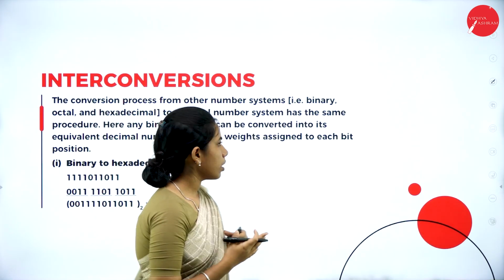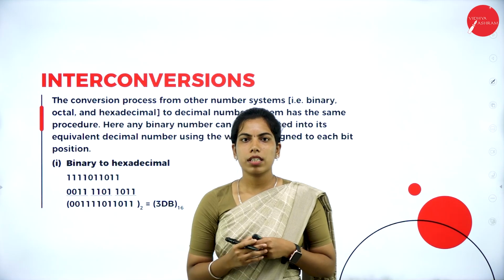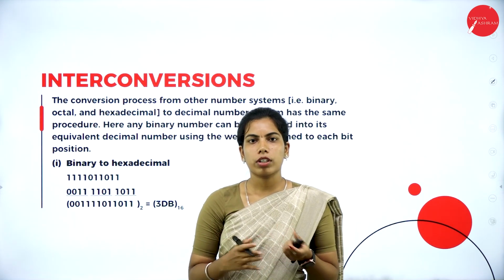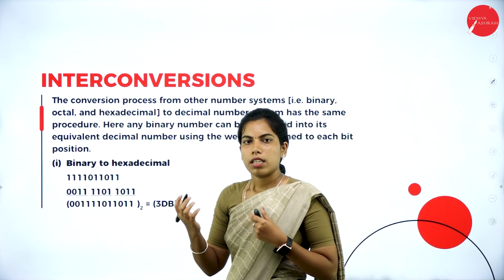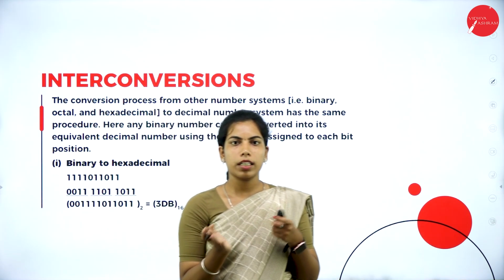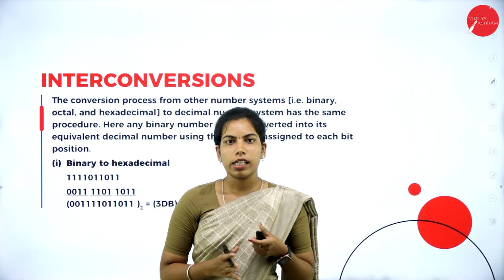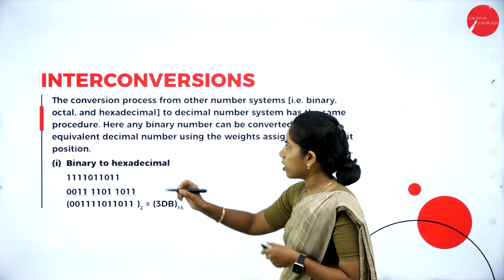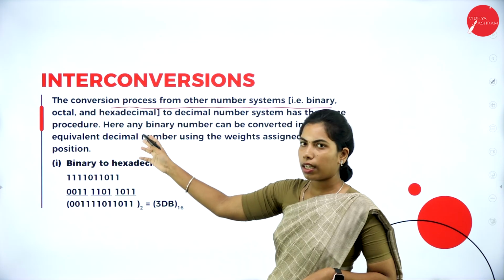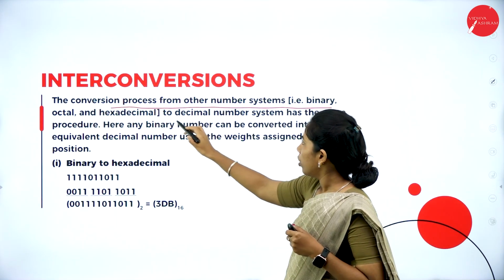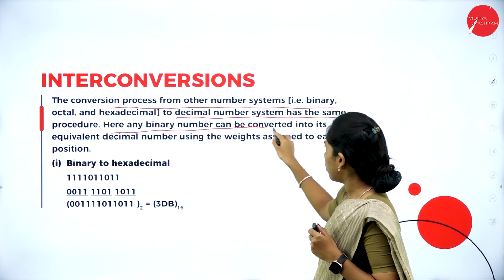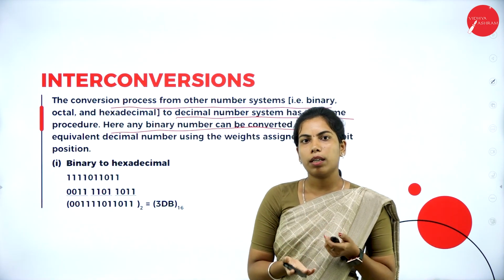So let's discuss the interconversions. Interconversion is nothing but converting any number system into another or required number system. So 16 is a hexadecimal number, so I can convert it into the binary number system and also binary to hexadecimal. These are all called interconversion. Here you can see the conversion process from other number systems, that is binary, octal, hexadecimal and also decimal, to the decimal number system, by the same procedure. Here any binary number can be converted into an equivalent number system.